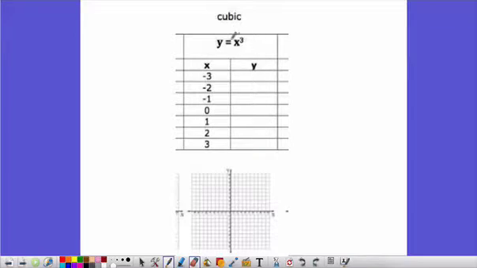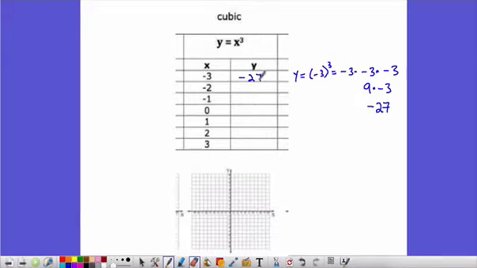Okay, a cubic function. So what happens here? Now we're saying that we're going to take -3 and we're going to multiply it by itself 3 times. So is that going to give us a positive or a negative? Well, let's see what happens. -3 times -3 times -3. Well, -3 times -3 gives us a +9. And then we still have to multiply it by this -3. That gives us a -27.